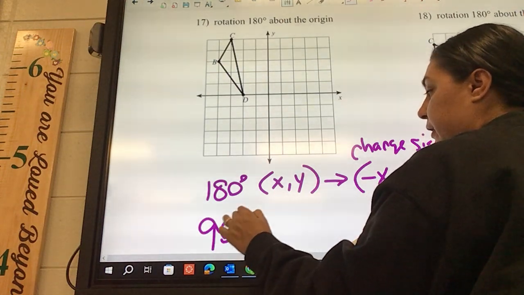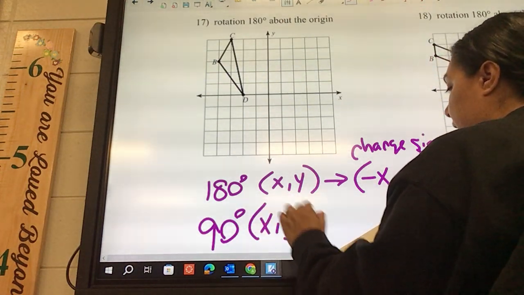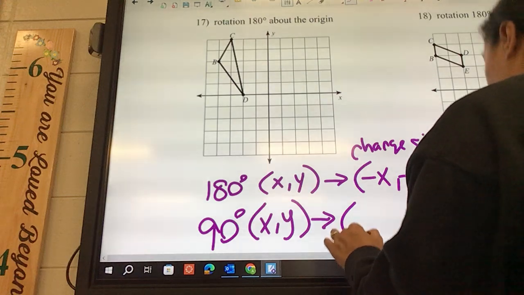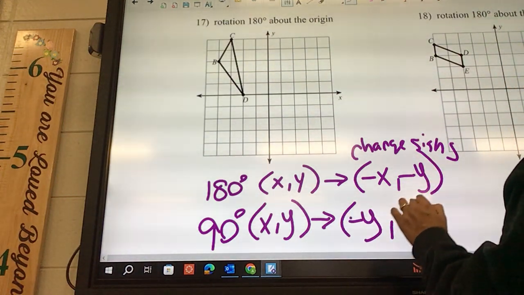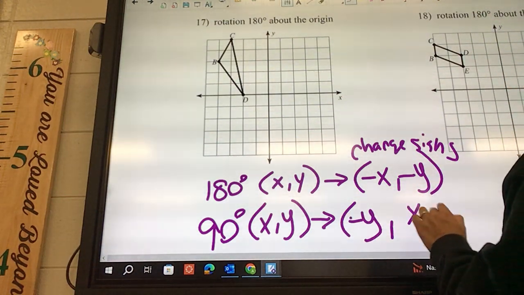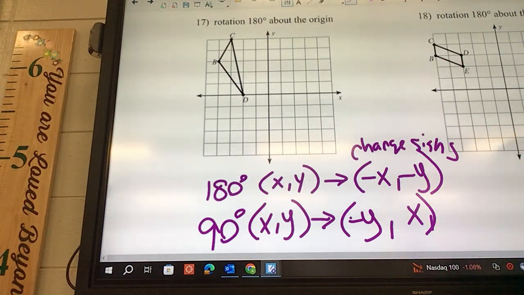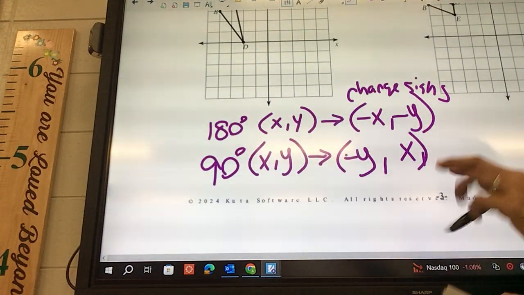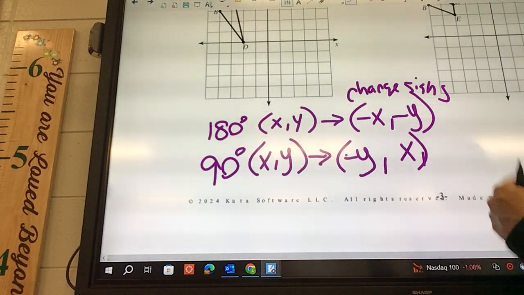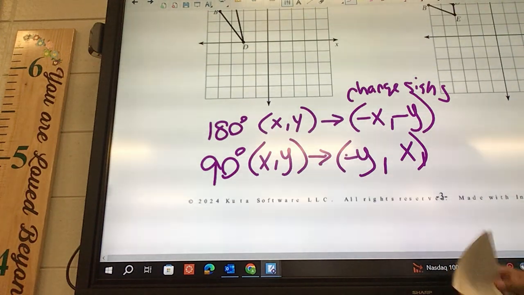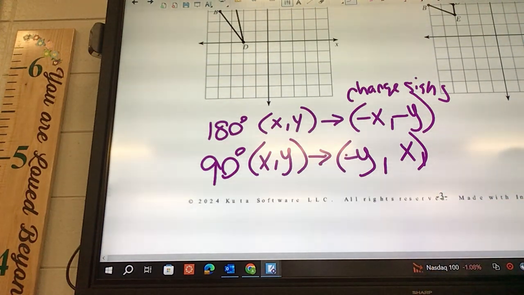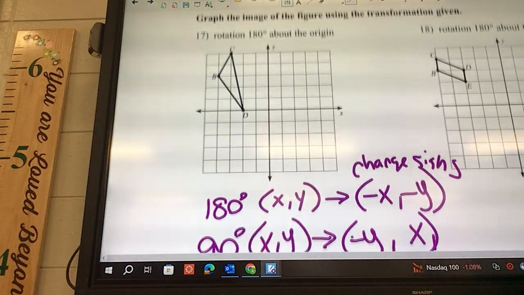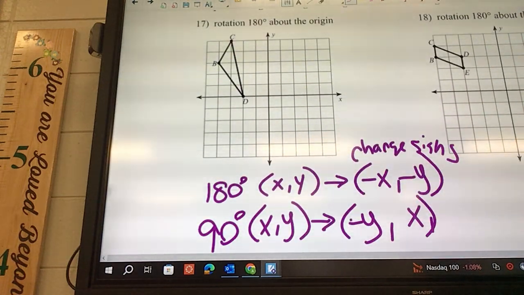Okay, 90 degrees for XY is going to be -Y, X. Okay, so you flip-flop them, and then change the sign on the first one. Okay, and the 90 is probably the hardest of the two, just because of that. Okay, so make sure that you have that.